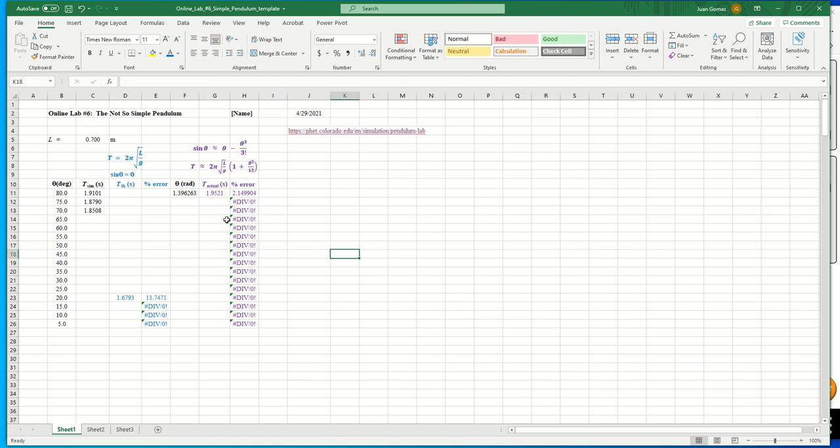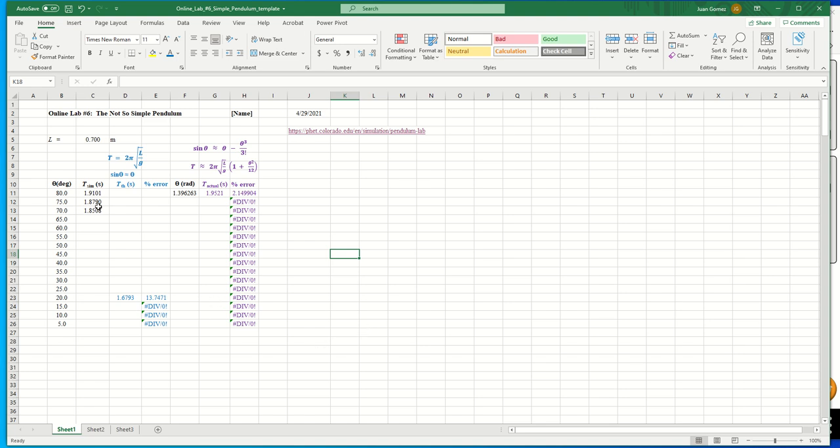And notice the difference. Notice here the theoretical period is 1.6793. If you use the small angle approximation, we'll end up with T equals 2 pi root L over g, so that number's not going to change at all. But notice you get 1.6793. If you don't restrict yourselves to the small angle approximation, you'll probably get a slightly different value.